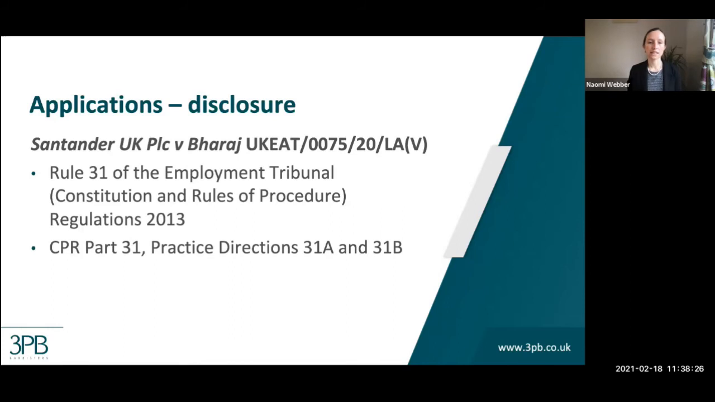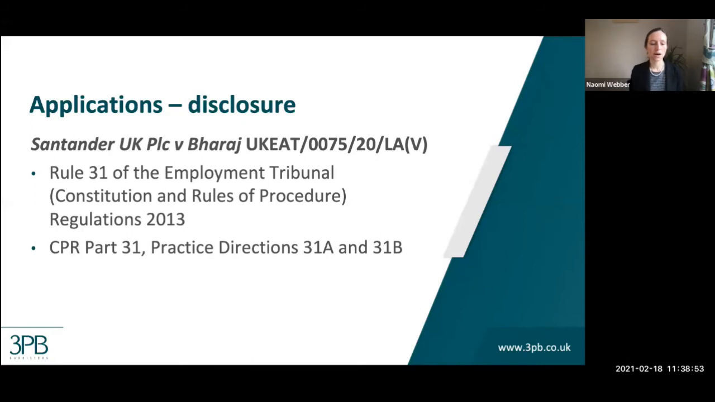Therefore, the guidance in Barrage was in three parts. The first is that when considering an application for specific disclosure, an employment judge should apply the test in Rule 31.6 of the CPR, as well as considering whether disclosure is in accordance with the overriding objective. However, it made the point that a tribunal judge can't go beyond that which is provided for in the CPR.